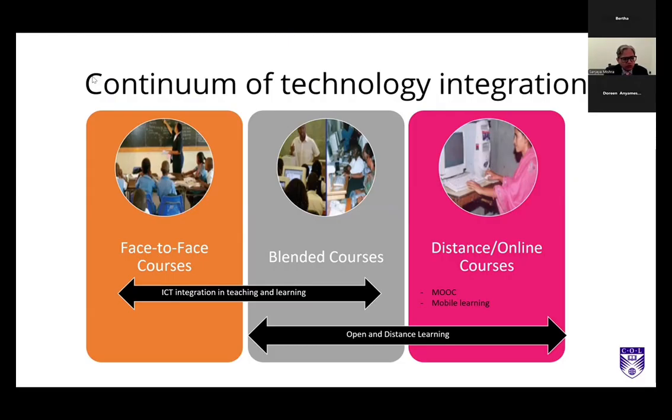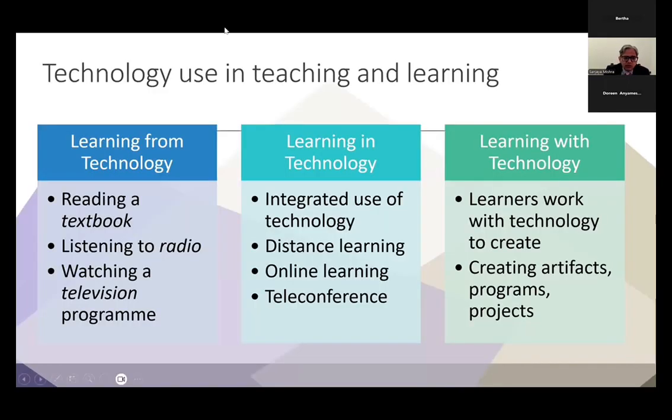An institution could be a digital education university. If a university is adopting digital education, it could use all the approaches, from face-to-face ICT integration to completely online, massive open online courses. But in terms of technology use in digital education, I normally talk about three approaches to learning: learning from technology, learning in technology, and learning with technology.